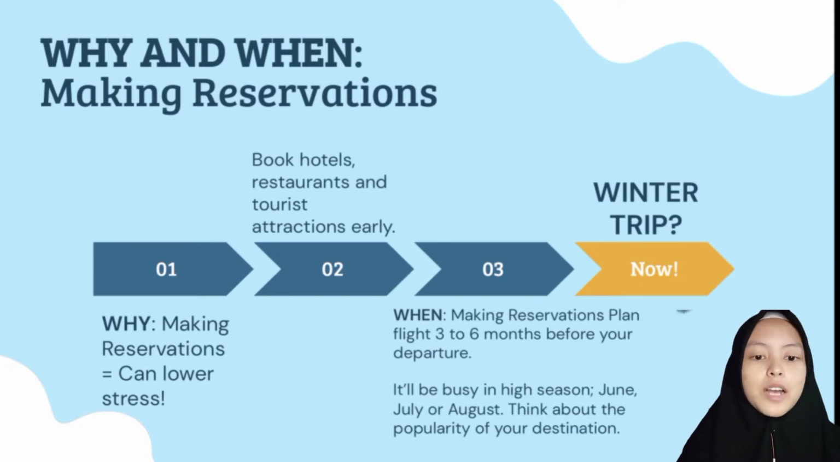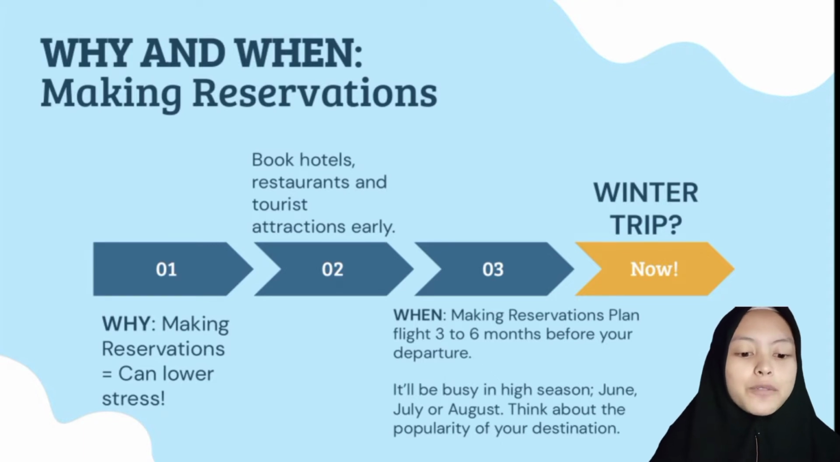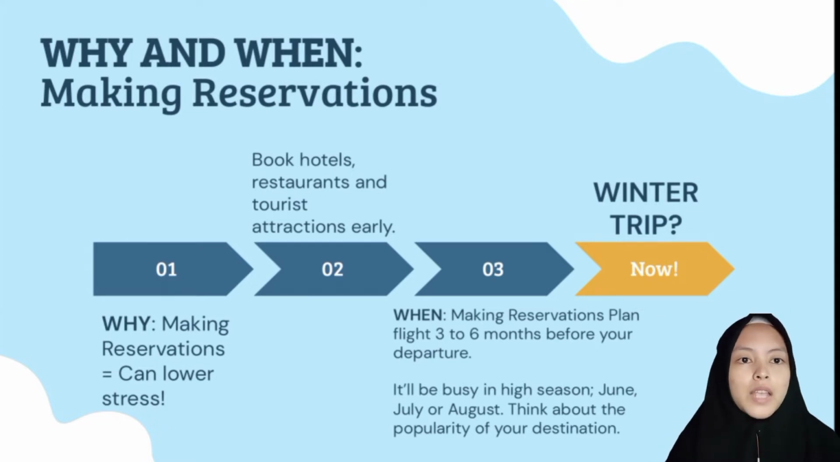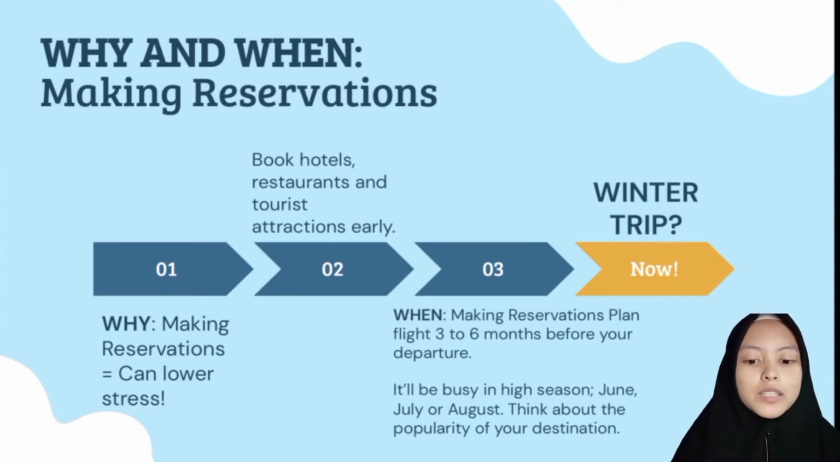You perhaps are asking what kind of things you can reserve earlier before your trip or your vacation. Well, let's move to the second point, which explains the things that you can reserve earlier during your trip. Things that you can reserve earlier include booking the hotel service and also the restaurants and even the tourist attractions before your trip. So that was the part about why we make reservations.